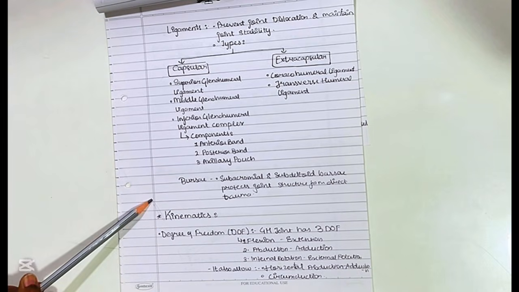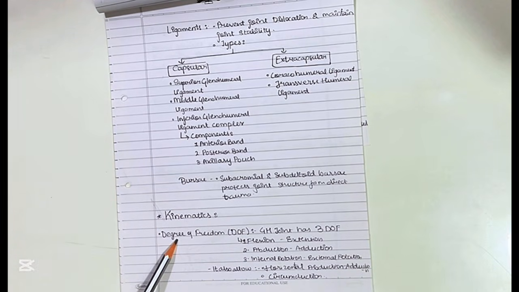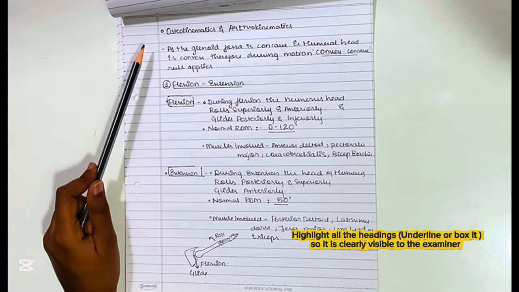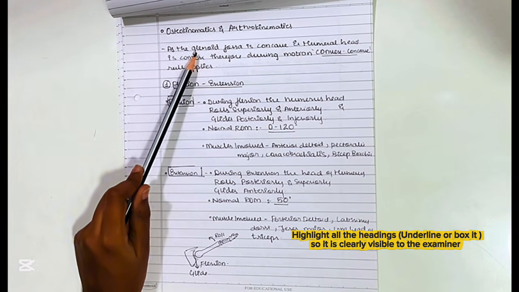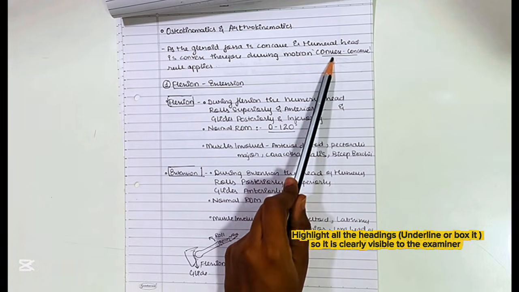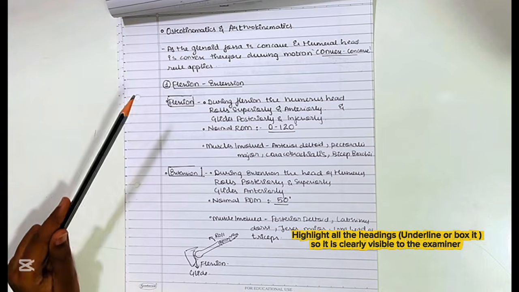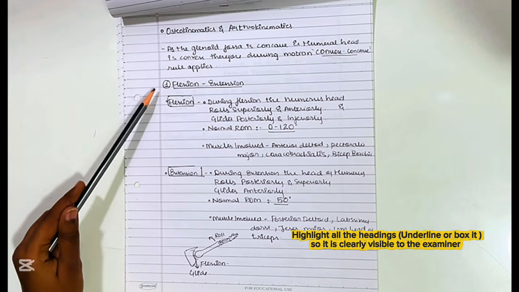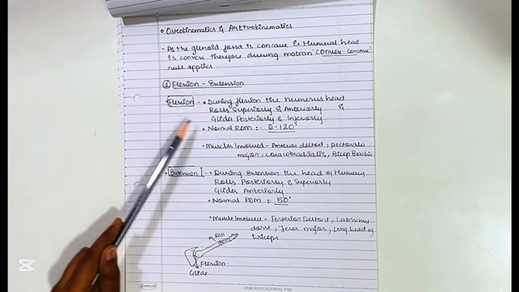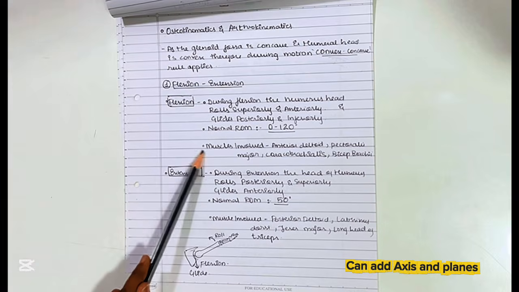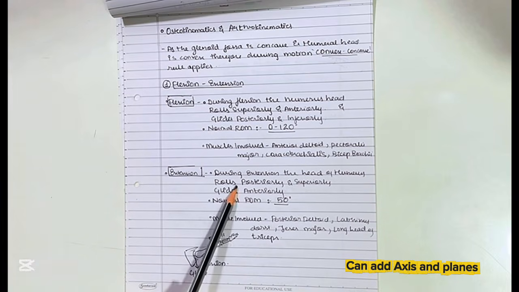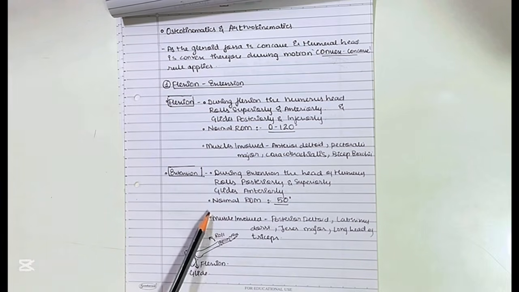Then we begin with the kinematics. In kinematics, you can write the degrees of freedom. Then we begin with the osteokinematics and arthrokinematics, and according to the joint, this will follow a convex-concave rule. So we have flexion and extension. In flexion, what movements happen and what muscles are involved. Then in extension, what movements are happening, the rolls, the glides, and then the range of motion, the ideal, and then the muscles involved.